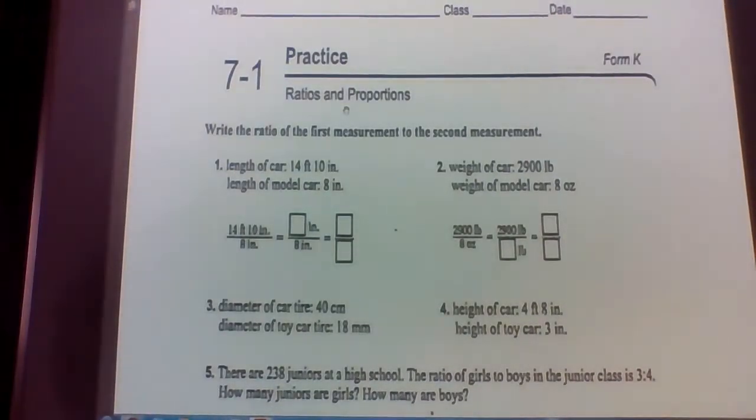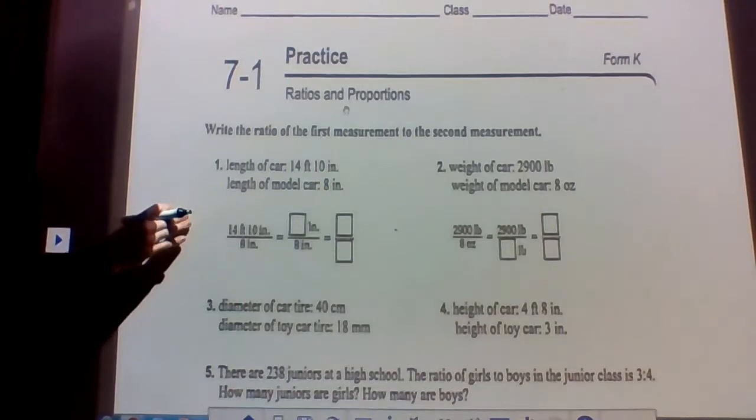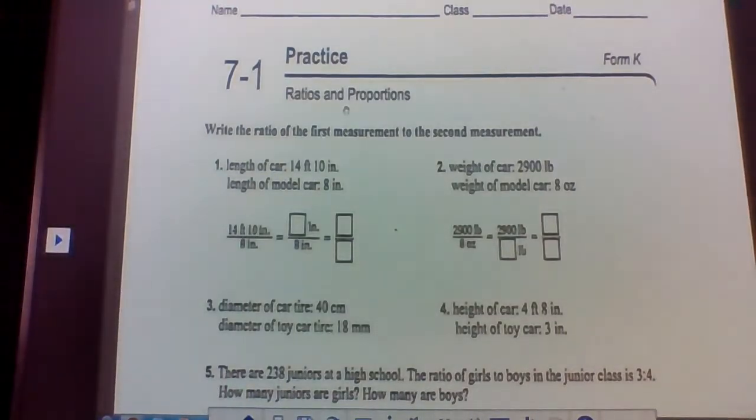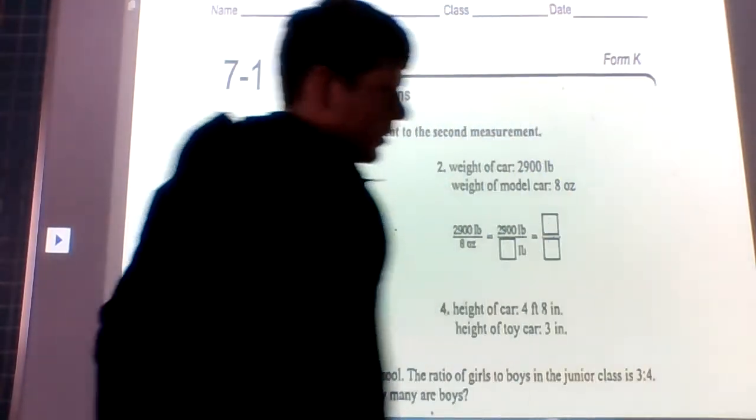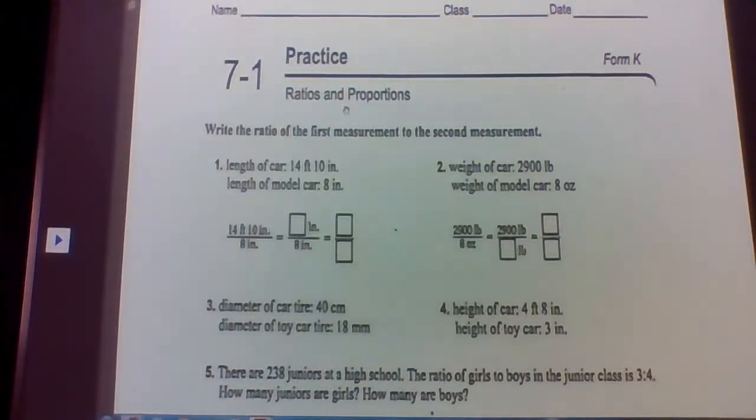This is the first page of the packet for ratios and proportions. This is the beginning of our unit on similarity. Similar figures, we'll find out, have proportional sides, and so that's where ratios and proportions come in. So 1 through 4 here, they just want you to write the ratios.